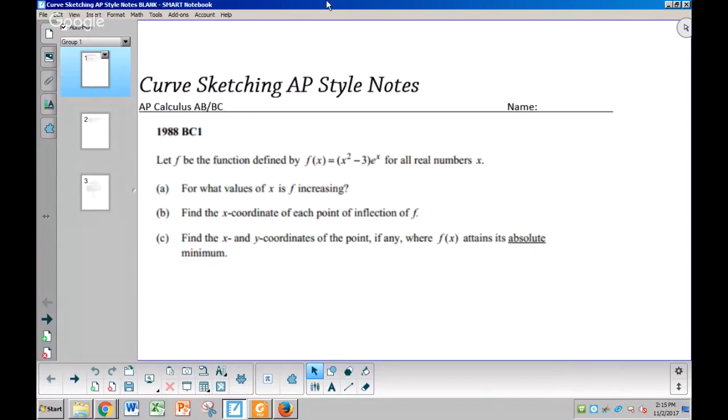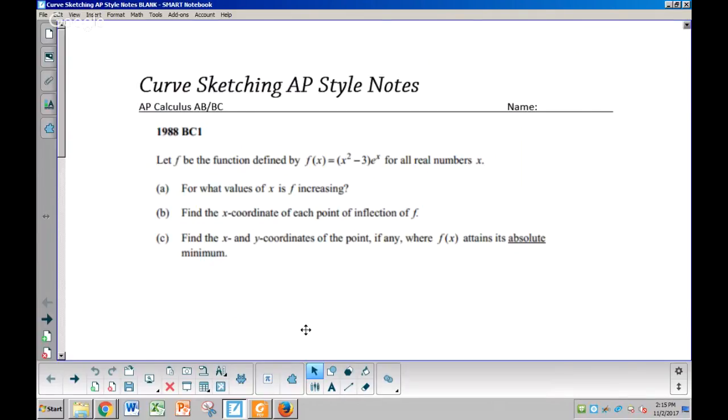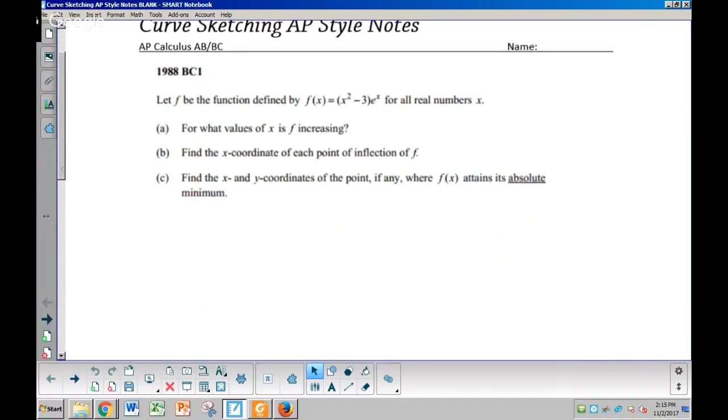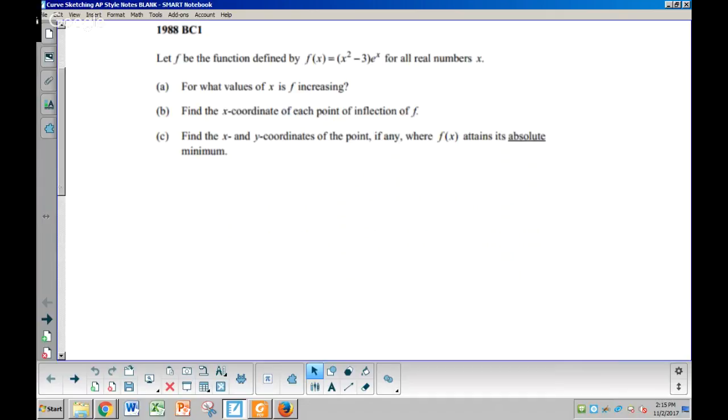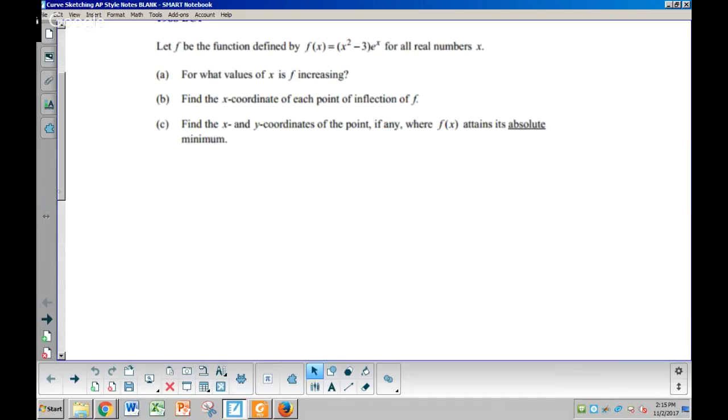All right. So number one, 1988 says, let f be a function defined by f of x equals x squared minus 3 times e to the x for all real numbers x. For what values is f of x increasing? So how do we find out when a function is increasing? We take the derivative. So for part A, we're going to take the derivative of your function.